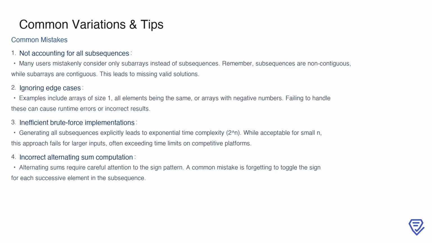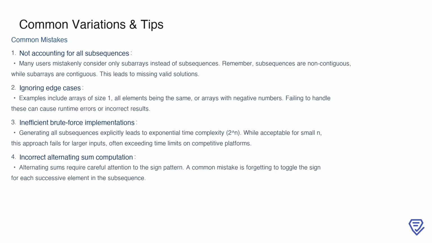Many users mistakenly limit their solutions to subarrays, which can result in missing valid subsequences and incorrect answers. Next, edge cases are another frequent source of errors. For example, arrays with a single element, arrays where all elements are the same, or arrays containing only negative numbers require special handling. Overlooking these can lead to runtime errors or incorrect results. Another pitfall is using a brute force approach to generate all possible subsequences explicitly. This leads to exponential time complexity, which becomes impractical for large input sizes and can exceed computational limits.